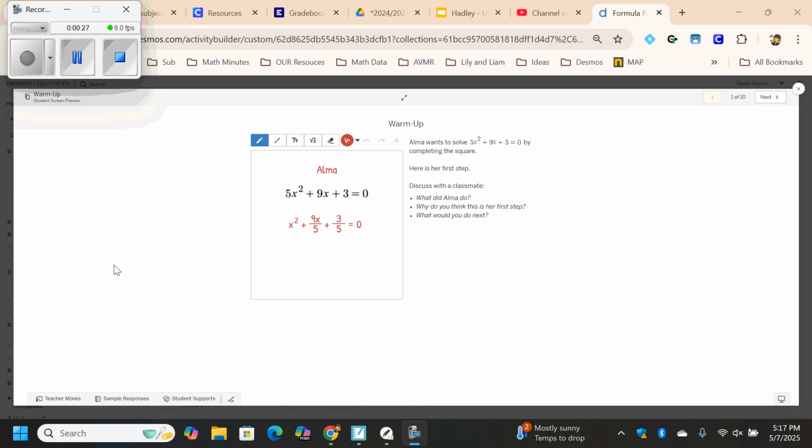Why do you think this was her first step? So that she could complete the square, because in order to complete the square, we do need the a value to be 1. What would you do next? So the next thing we would do would be to take 9/5, which is b, divided by 2 and square it. Okay? So then on the next slide, that's what we're doing.